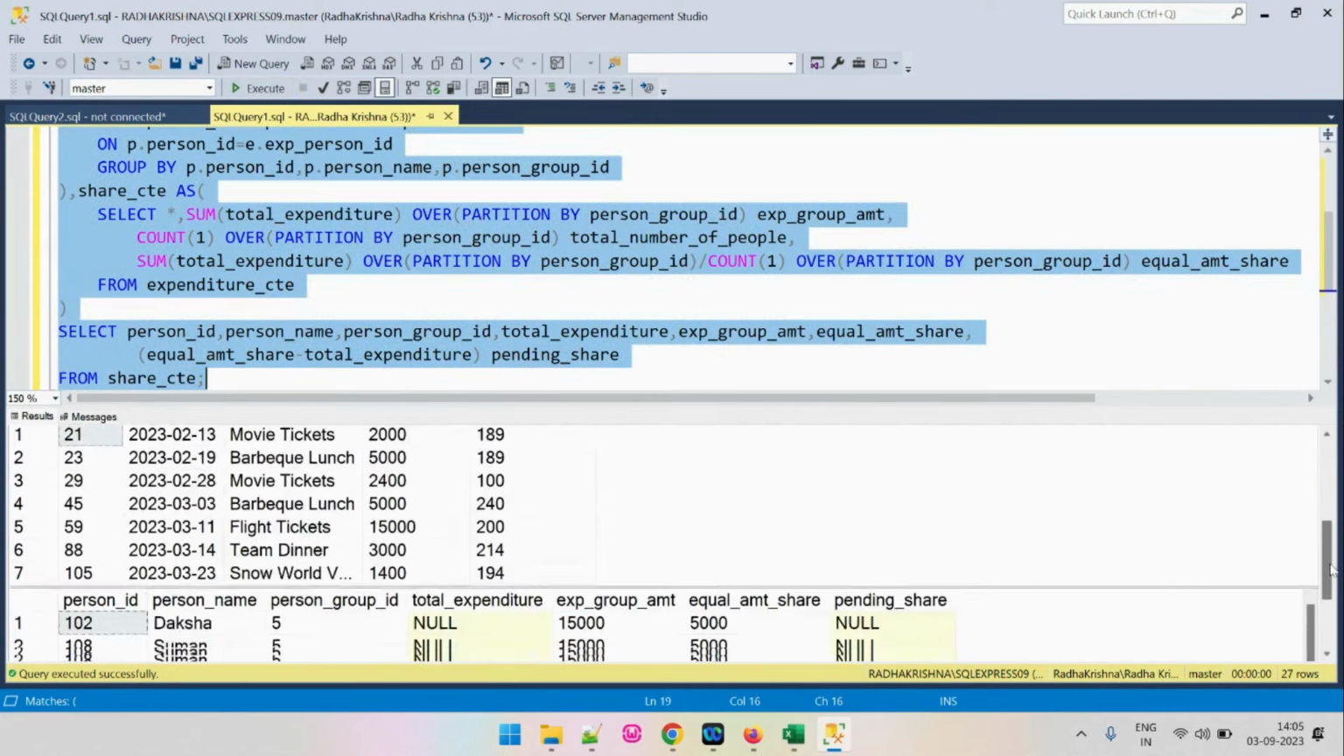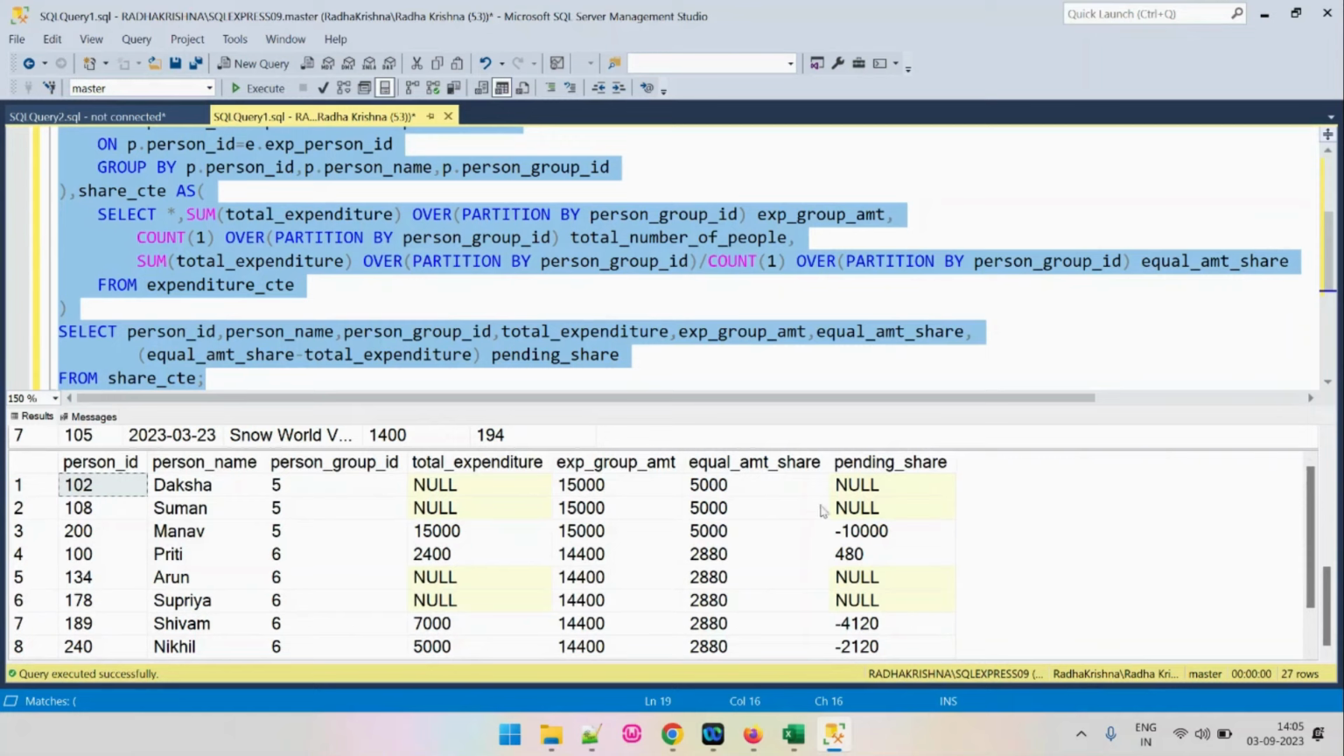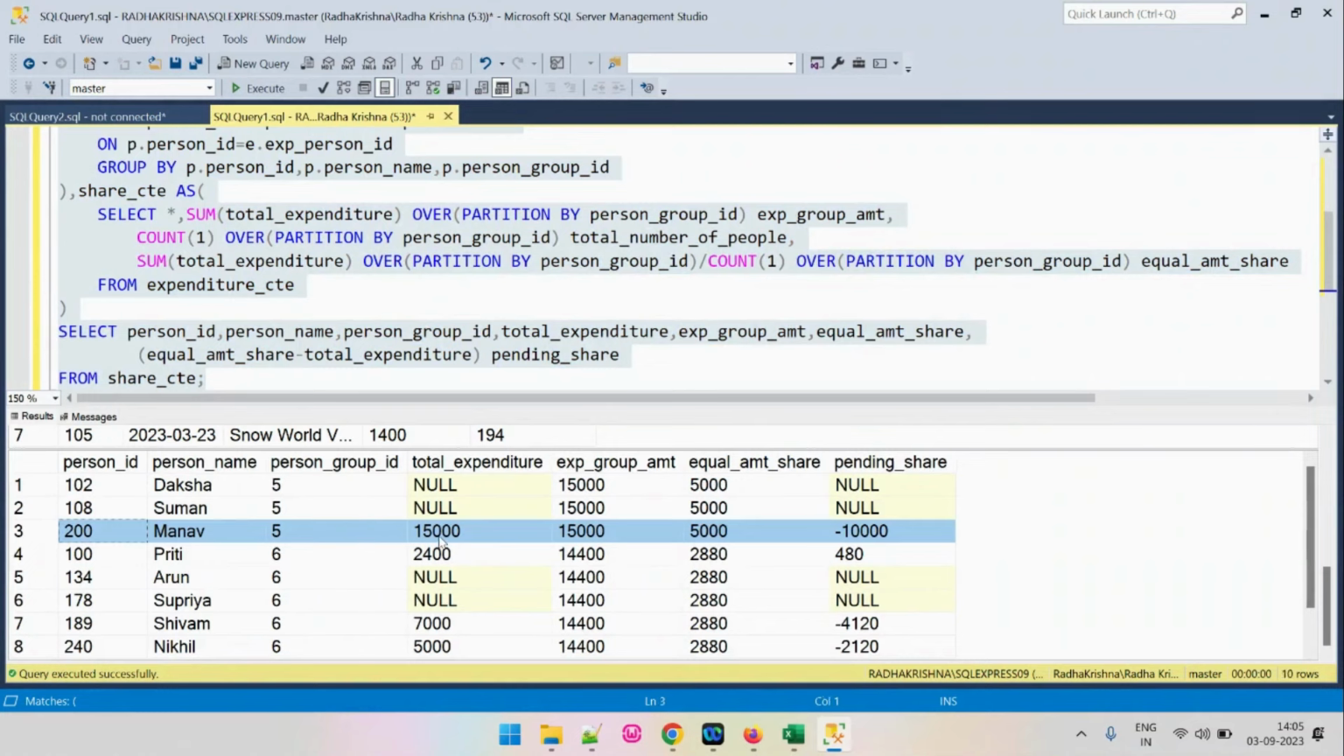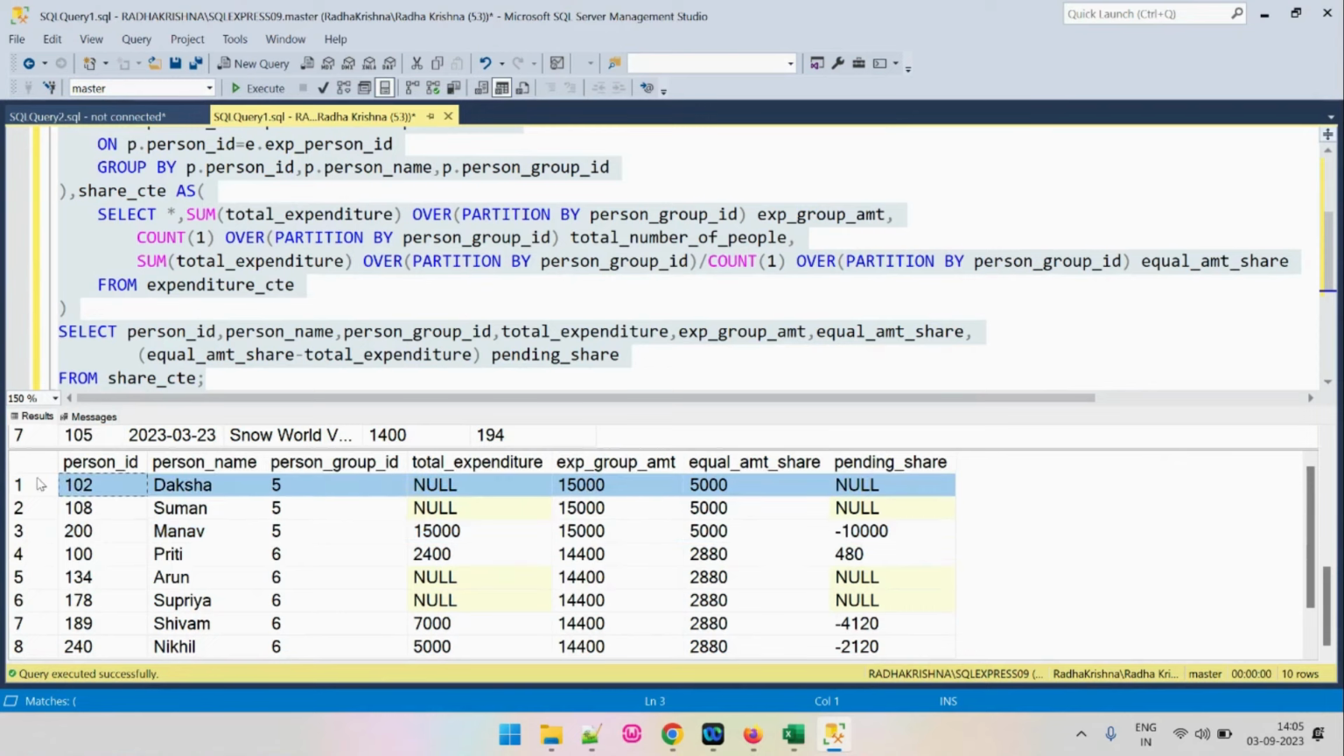So we have executed the query. Let's see the output. If we see the output, we see some issue. For example, Manav paid 15,000 in the group, but he had to pay only 5,000, which means he is now to receive 10,000. But then there are other individuals who have not made any contribution. They have to pay 5,000, but the pending share is showing null. How is that? Ideally, it should be 5,000 minus 0, and that should give us 5,000. The issue here is occurring because we are doing arithmetic with a null operator.